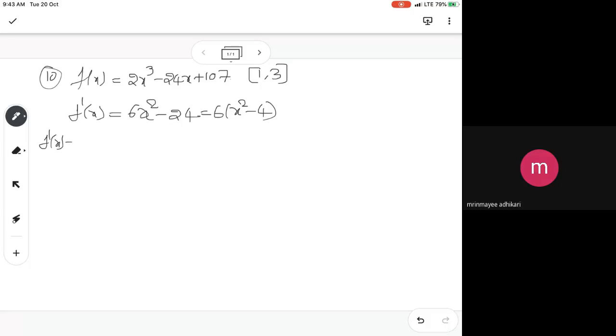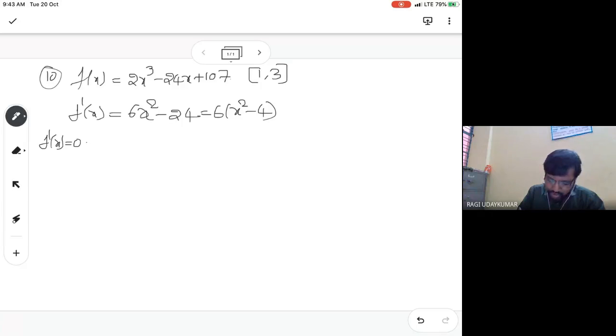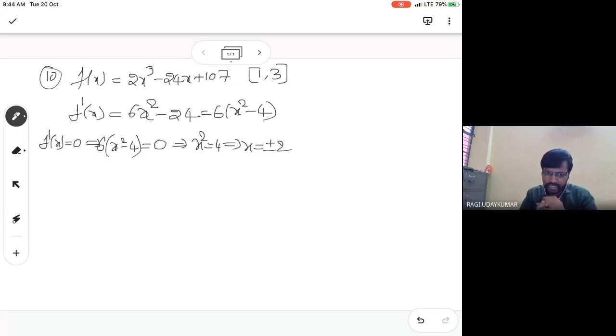Sir, f dash x equal to 0. Very good. So then you are going to get x square minus 4 is equal to 0. Because f dash of x means 6 is also there, but that doesn't matter. Then from this you are going to get x square is equal to 4. Then from this x is equal to plus or minus 2 you are going to get.